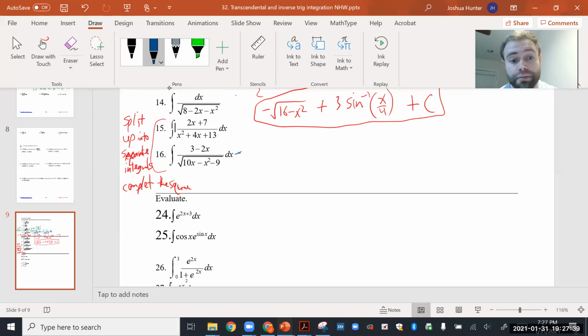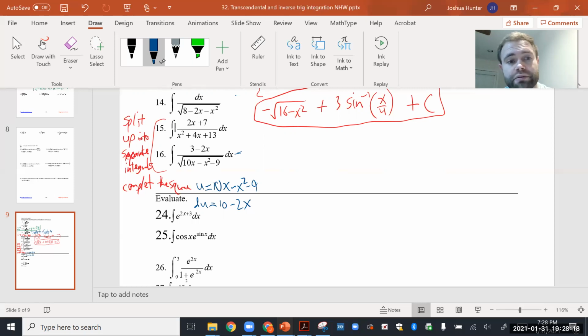So for the U sub, that means what's inside here will be our U. So if that is my U, then I'm going to have U equals 10x minus x squared minus 9. Well, if that's my U, then du is 10 minus 2x. That's close to that. So currently, U sub will not even work with my thought of splitting it up. I would need that to be a 10 minus 2x.